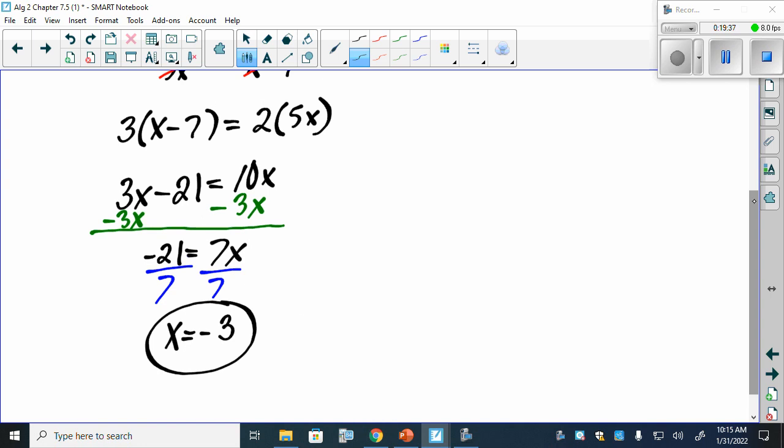And as we see here, our two restrictions for x was 0 and 7. Negative 3 is neither one of those. So x equals negative 3 is our solution. And again, we could plug this back into the original equation and see, yes, both sides do end up being the exact same thing. Any questions on this here?